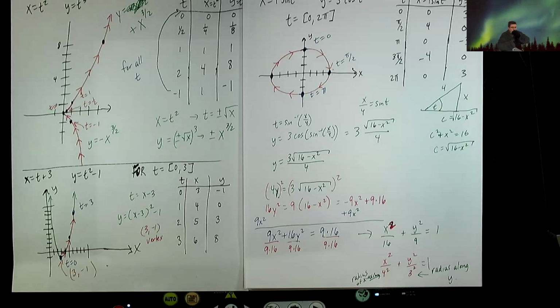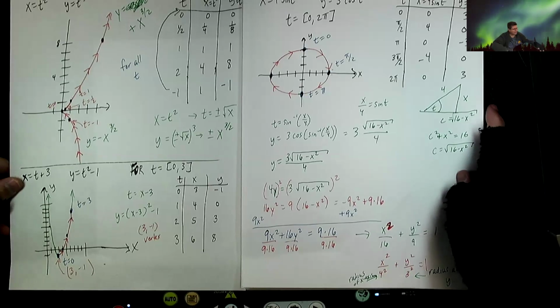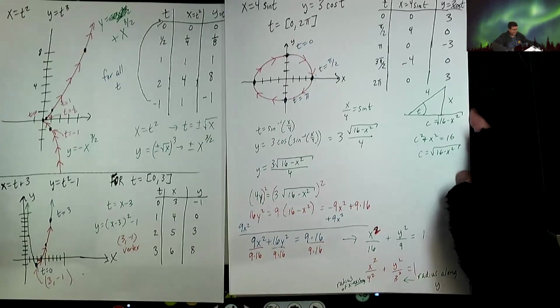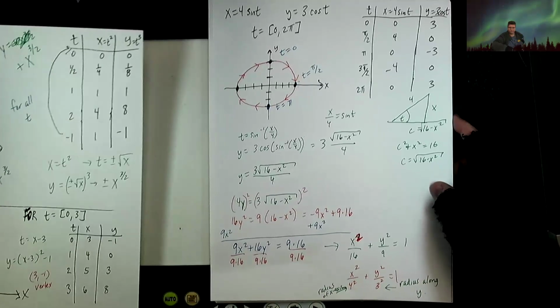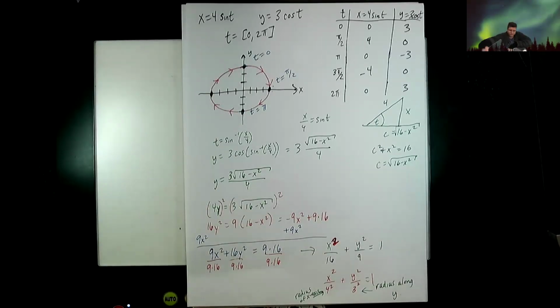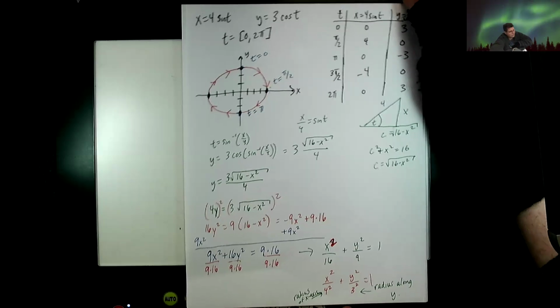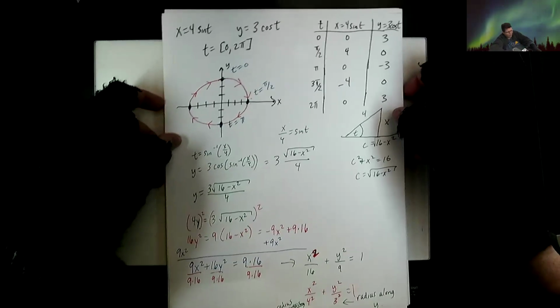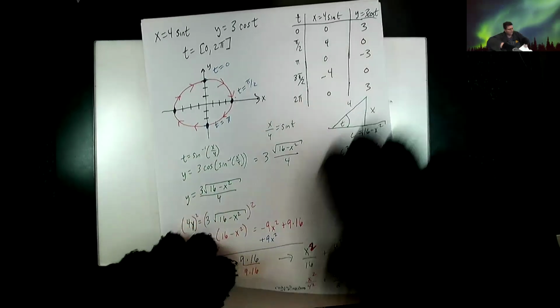Make sense? It's like it gets faster or slows down. Everybody good with parameterizing? All right, let's start talking about calculus on this.